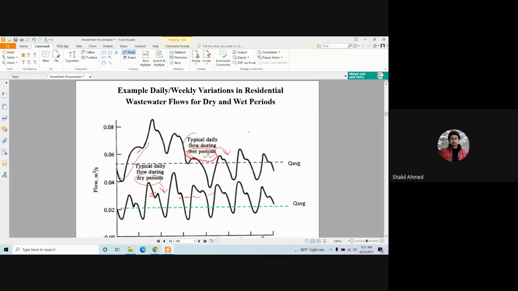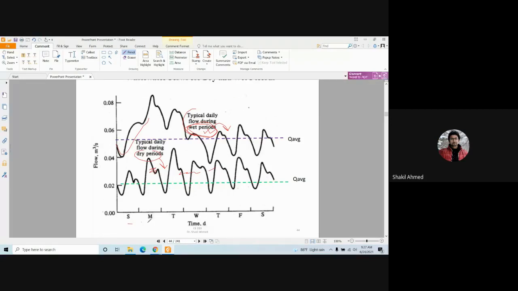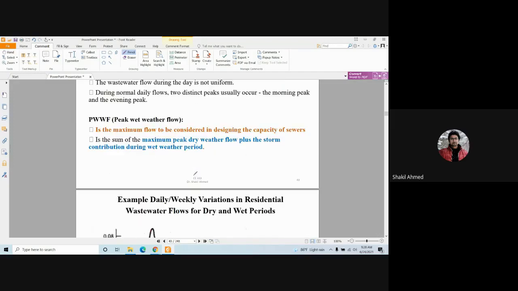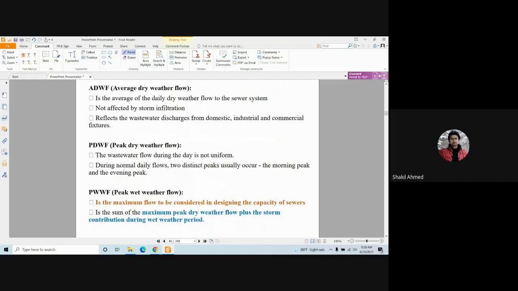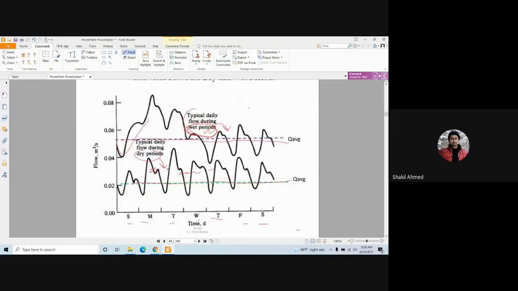This is the daily flow. Sunday, Monday, Tuesday, Wednesday, Thursday, Friday, and again Sunday. So it varies. If you take the average, it will go through this maybe. Okay. So average dry weather flow. What is the average dry weather flow? This is the dry weather flow, and this is the average. So this is the average dry weather flow.